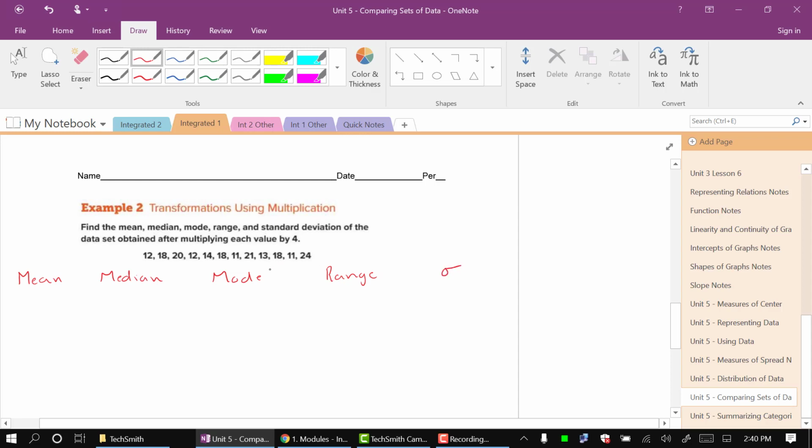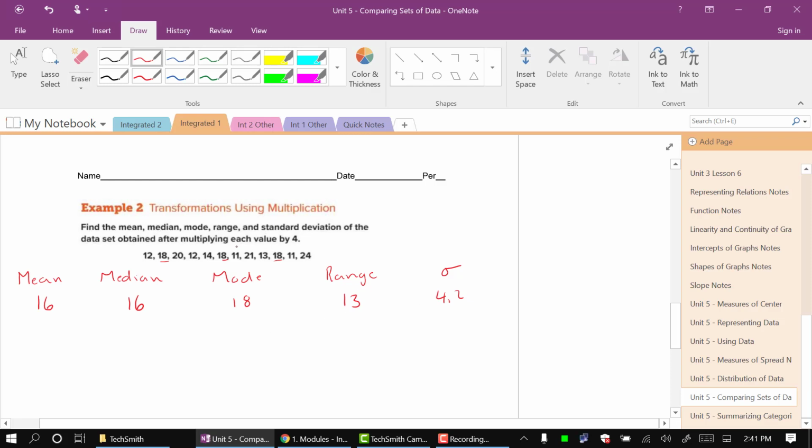So for our original data set, when we add them all up and divide, we end up getting a mean of 16. After we put them all in order, our middle number is also going to be 16. The number that happens the most is 18, so that is our mode. Our range, our biggest number subtracted by our smallest number, is 13. And our standard deviation is 4.2.